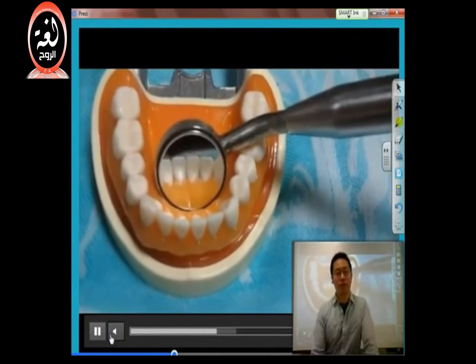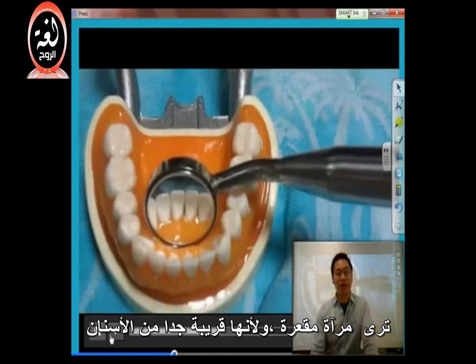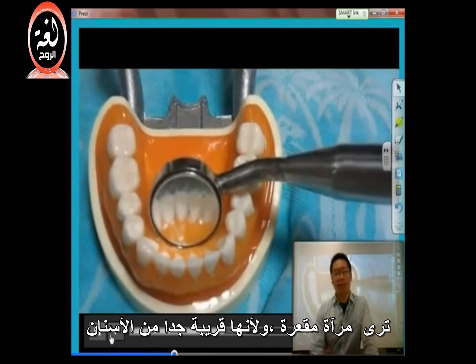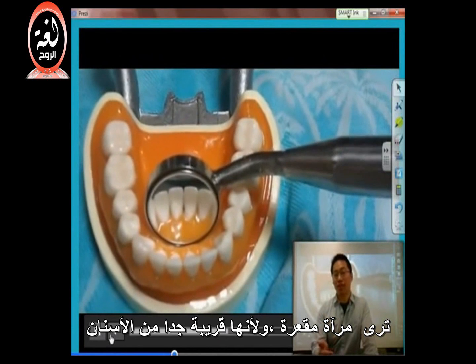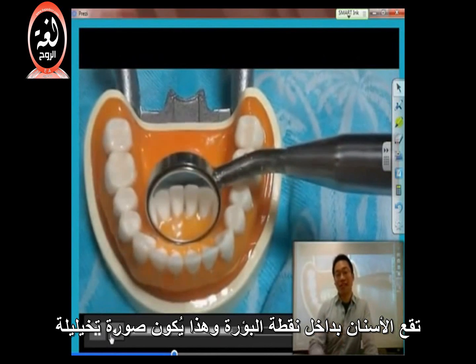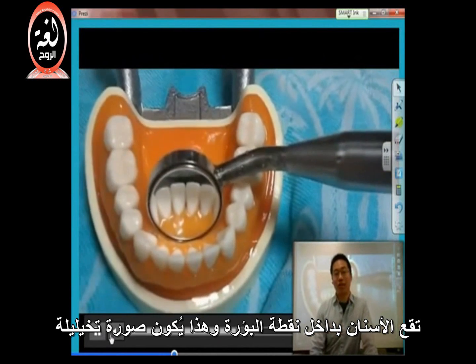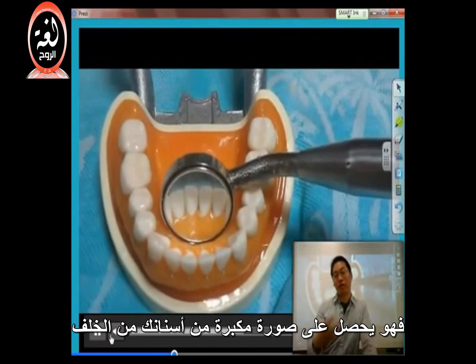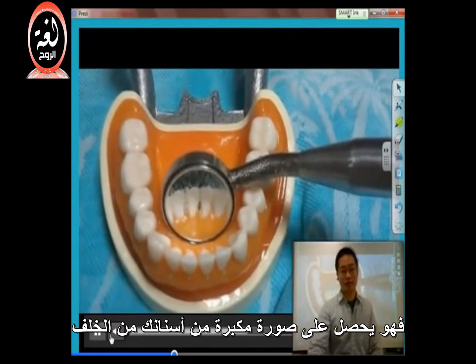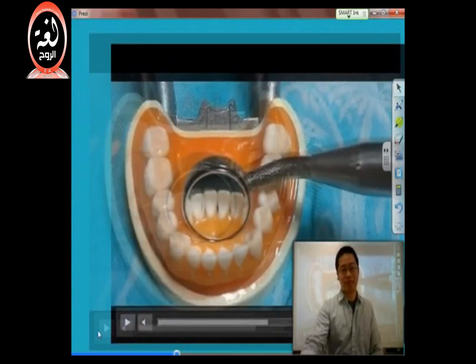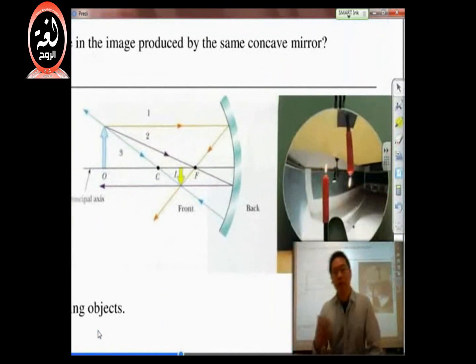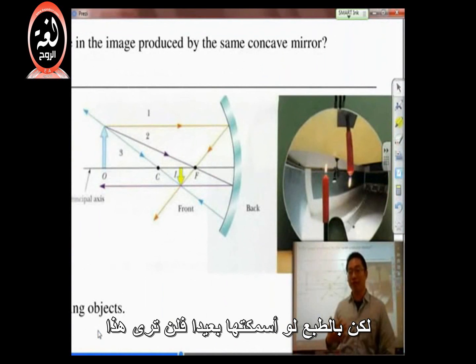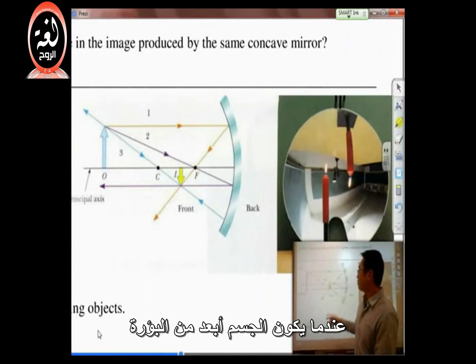So in this example over here, you can see that with the concave mirror, because it's held so close up, the teeth are inside the focal point, and it creates a virtual image. So whenever a doctor looks inside your mouth, he's getting an enlarged image of your teeth from behind. But of course, if you hold it further away, that's not what you see. When the object is further past the focal point.